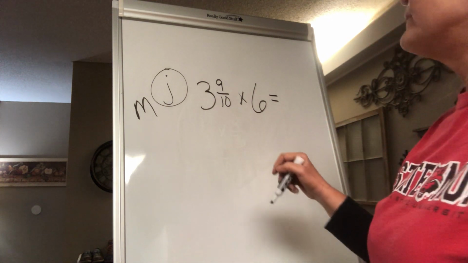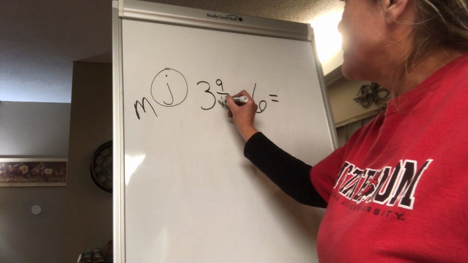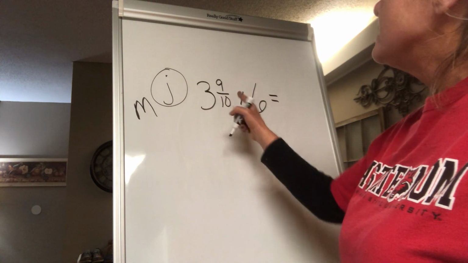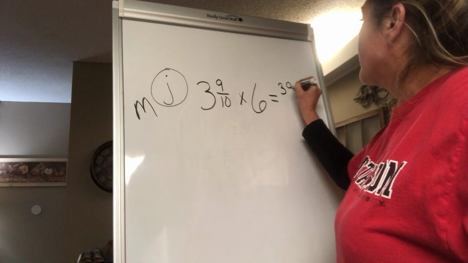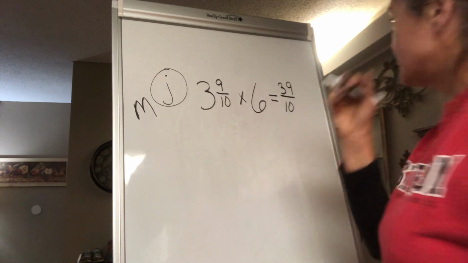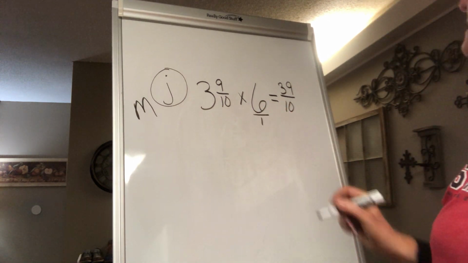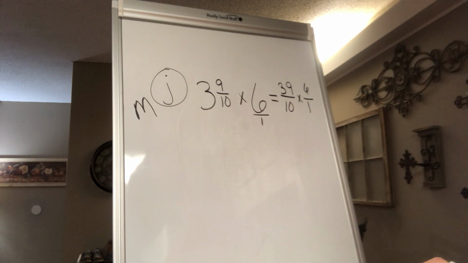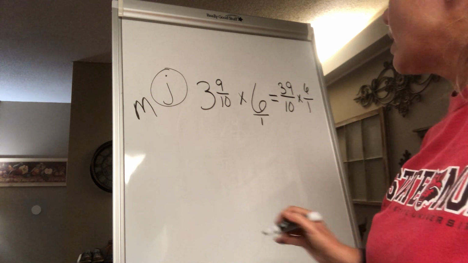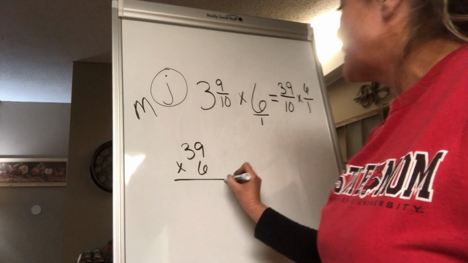So I'm going to multiply. And I know that I first have to turn my mixed number into an improper fraction by multiplying diagonal and then add. So 10 times 3 is 30, plus 9 is 39, and we were dealing in tenths. I also know that I have to look at my whole number like a fraction by placing it over 1. So I have 39/10 times 6 over 1. So I multiply straight across. I can't do that in my head, so I'm just going to go to the side and do the math.